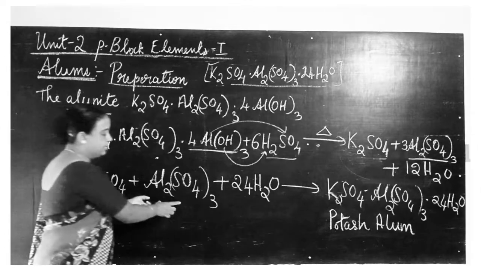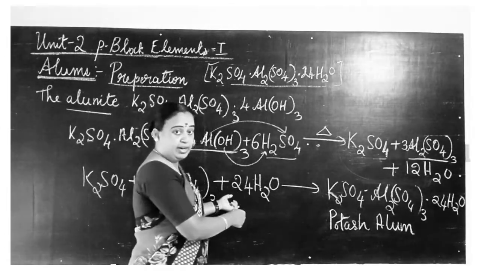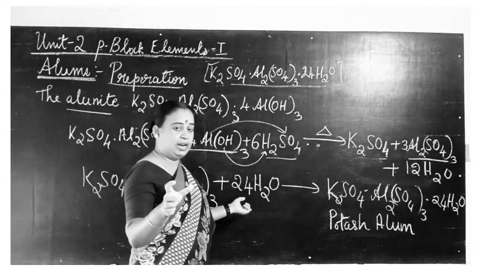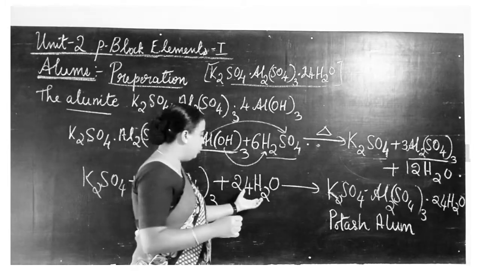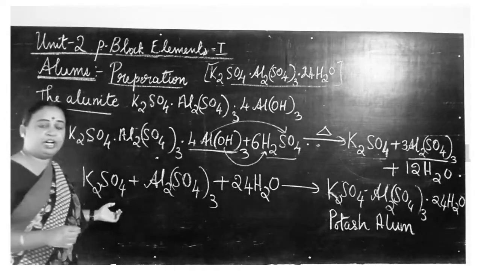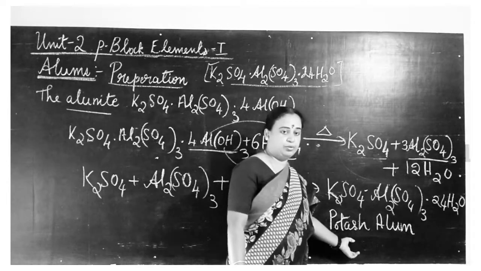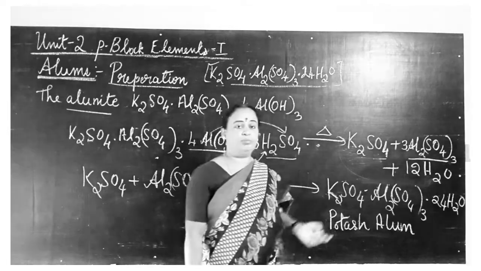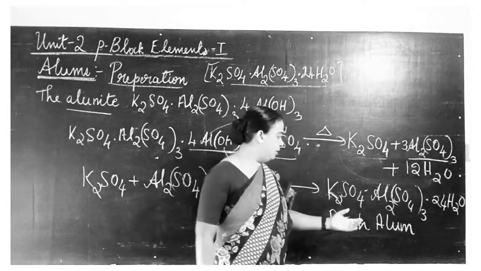Potassium sulfate plus aluminium sulfate plus 24 more water molecules are added. To produce potash alum, 24 water molecules are required. So altogether we have added 24 water molecules to this mixture of potassium sulfate and aluminium sulfate, and likewise potash alum is produced. This potash alum consists of 24 water molecules. All these reactants combine together and form the product.